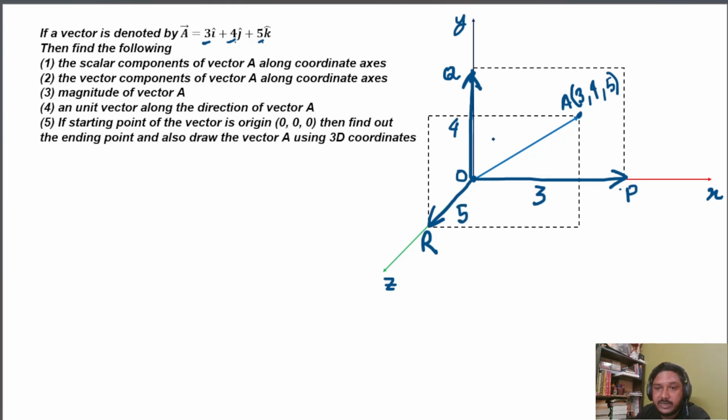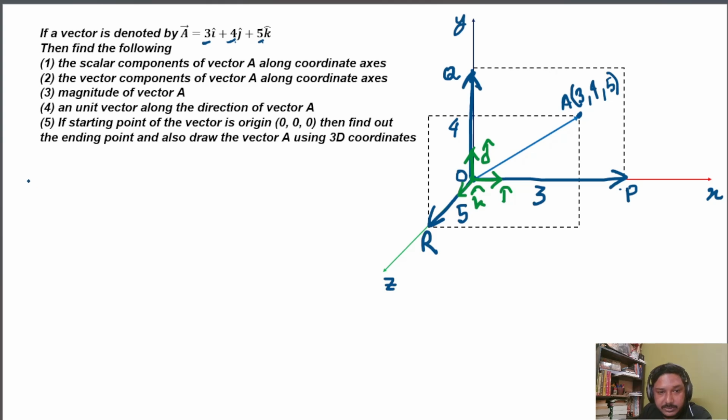Okay. Now we have unit vectors along them. We know that very well. So the unit vector along the x-axis is basically i cap. Unit vector along the y-axis is basically j cap. And the unit vector along the z-axis is basically k cap. Okay, now let us return back to the solution.